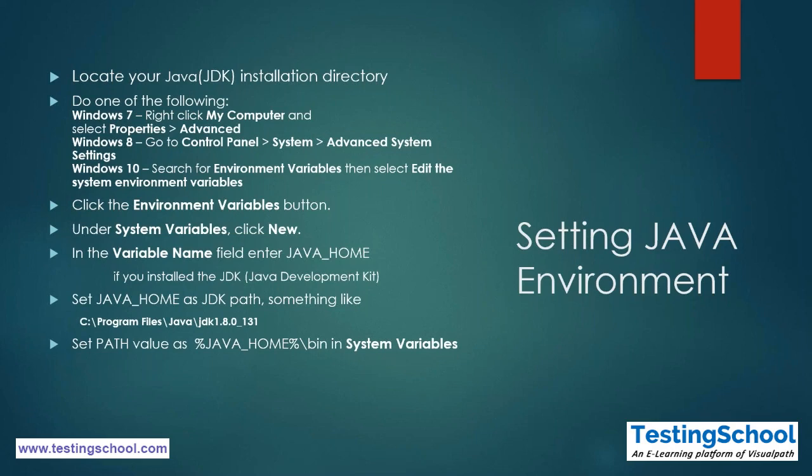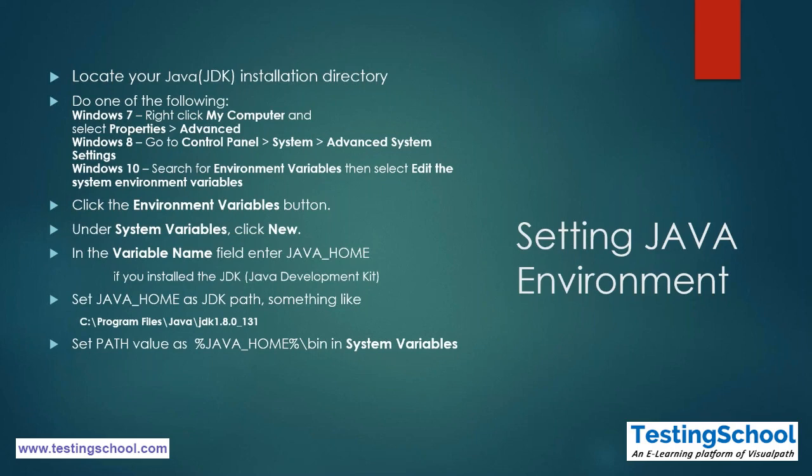As you are doing it for the first time, you need to mention JAVA_HOME as the variable name, and there you need to mention your Java Development Kit path. As you can see for JAVA_HOME, the JDK path will be something like C:\Program Files\Java\JDK and the version. Once you go to that particular directory, you will see different folders inside it. There will be a bin folder, and there will be multiple folders inside that.